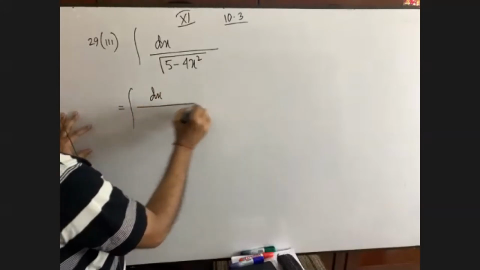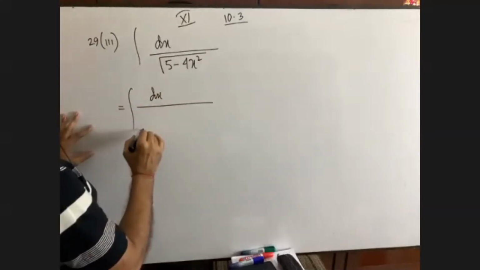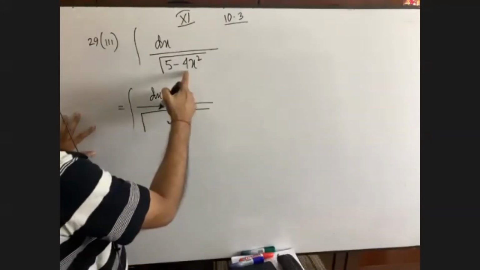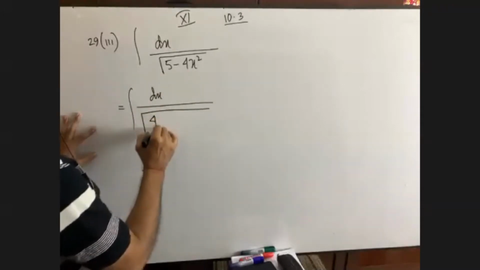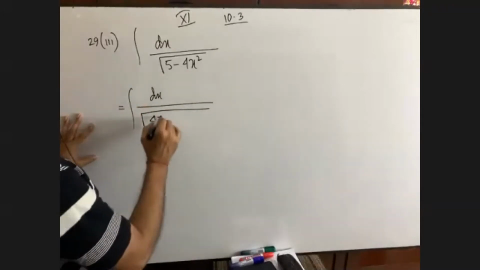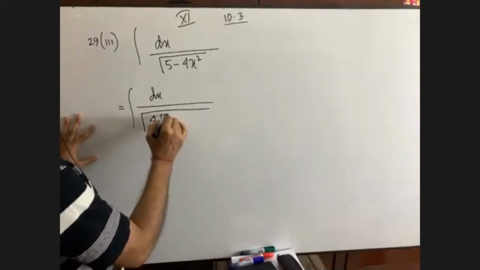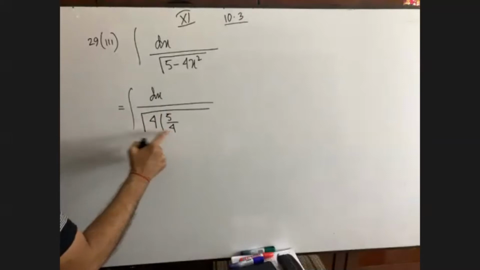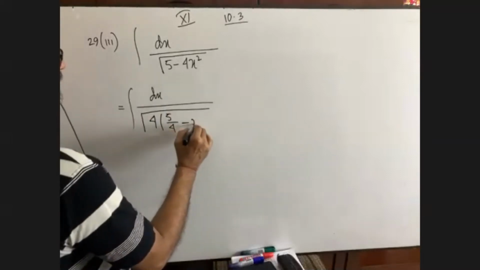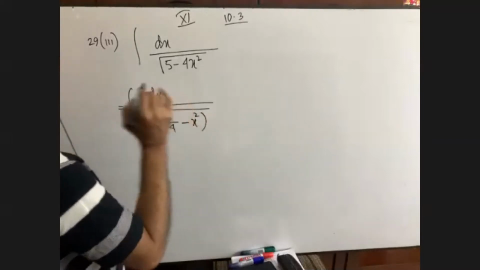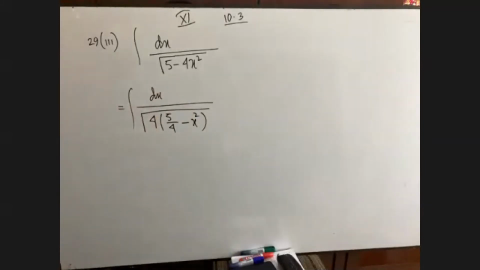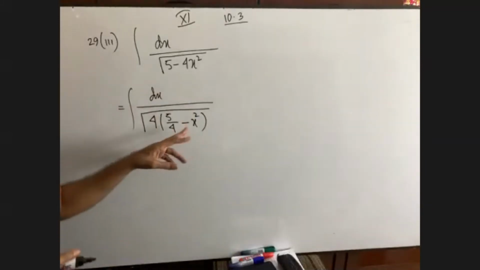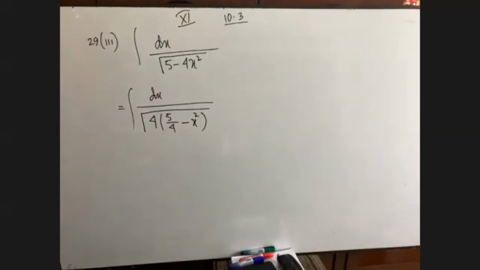dx by, what will you do? We will take 4 common, right? So 4 has been taken common. Then we are left here with 5 by 4, this 4 will be omitted, minus x square. You see, we have made x square free of coefficient, that is, 1 will be its coefficient. Have you got it?